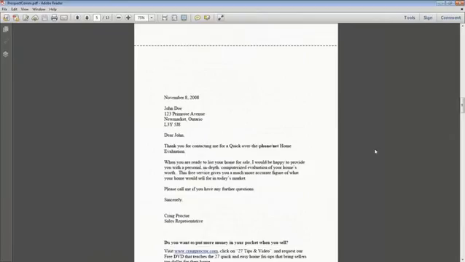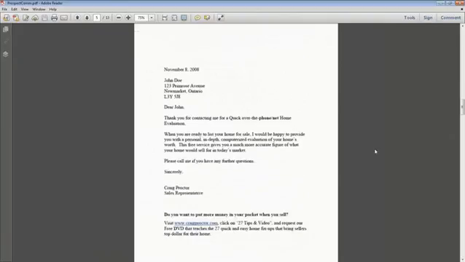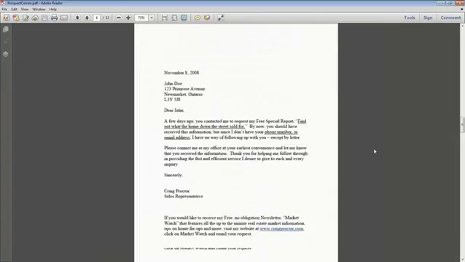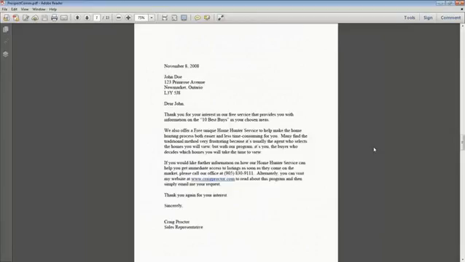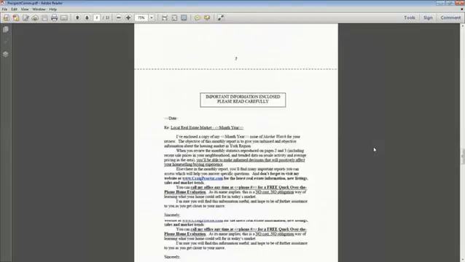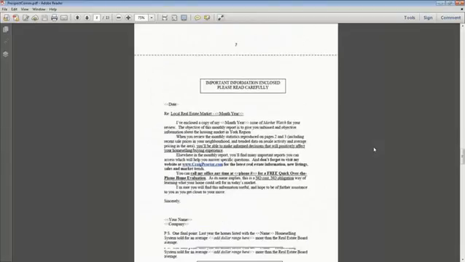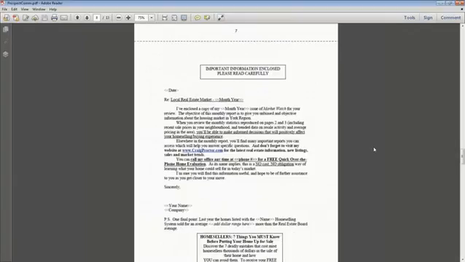The next letter says, thank you for your interest in our free service, find out what the home down the street sold for. The next one, thank you for contacting me for either a quick over the phone or over the net home evaluation. The next letter says, a few days ago, you contacted me to request my free special report, find out what the home down the street sold for. The next one says, thank you for your interest in our free service that provides you with information on 10 best buys in your chosen areas. So those are all cover letters that are going to go out with specific information.